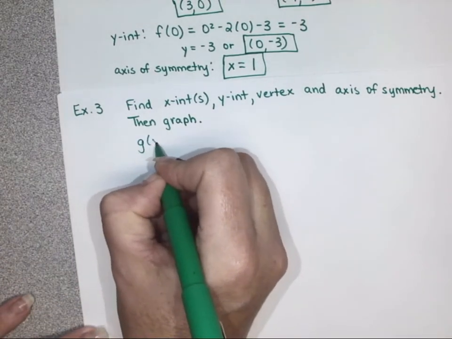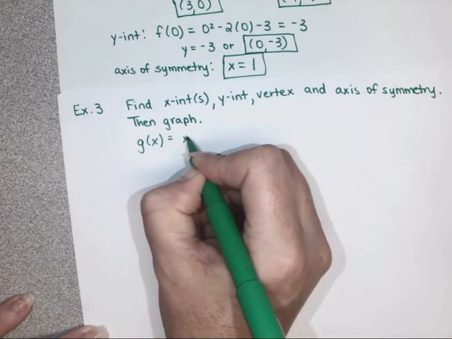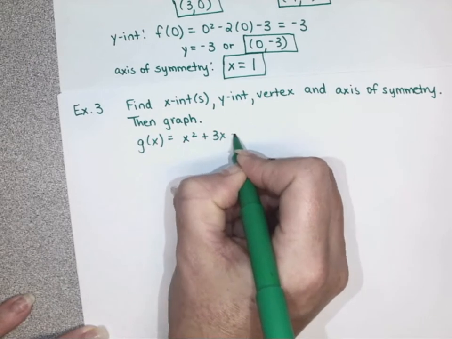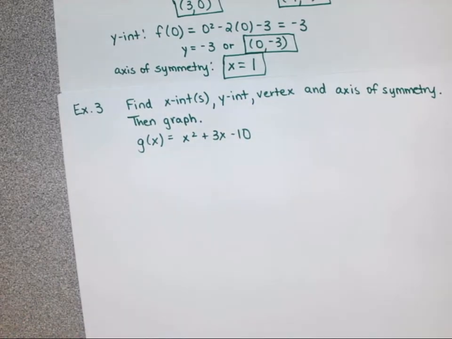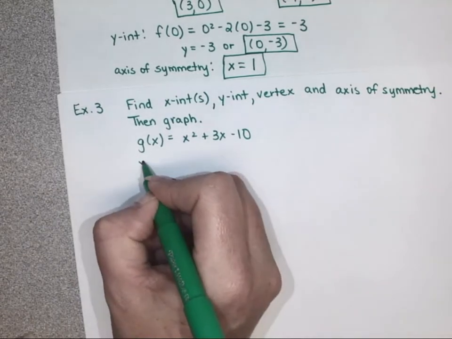All right, but let's say that this is the function I want you to look at for this example. So x squared plus 3x minus 10. So how do we already know it's going to be a parabola? Because of the x squared. Any x squared equation looks like a parabola. Okay. So let's just jump in and find the pieces.